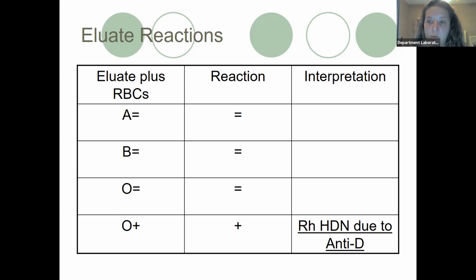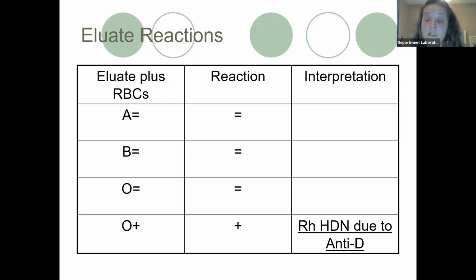You really have to talk through it when you're trying to interpret these eluate reactions. You have to think about what you're testing and understand that you initially started with baby cells. So you have to ask yourself, am I dealing with mom or am I dealing with baby? And I think that helps a lot of students once they understand that they're testing baby cells in this eluate, and it's mom's antibody coating baby cells. And if it wasn't Rh, then it would be either another IgG antibody, or if it were A or B or both, it would be the ABO HDN.